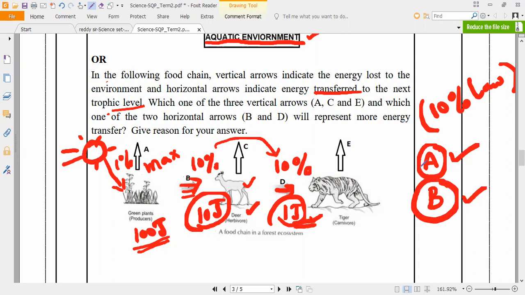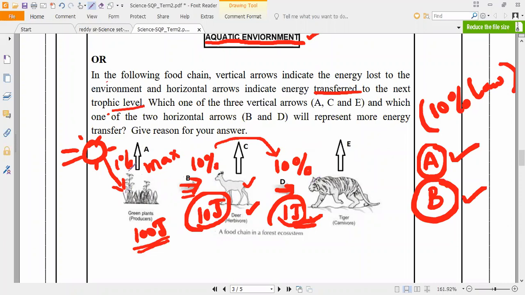Please respond. Sriya, Sanjay. Now they are asking, give reason. What is the reason for your answer? Which law will we use here? 10% law. Yes or no, guys? So what is the 10% law? According to the 10% law, in the transfer of energy in a food chain, only 10% of the energy available at every trophic level is transferred to the next trophic level. That is what it is saying.